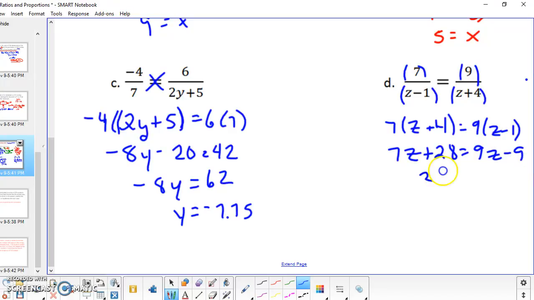Subtract 7z from both sides. I get 28 equals 2z minus 5. Add 5 to both sides. 33 equals 2z. Divide both sides by 2. Z equals 16 and a half, I think. 16 and a half.